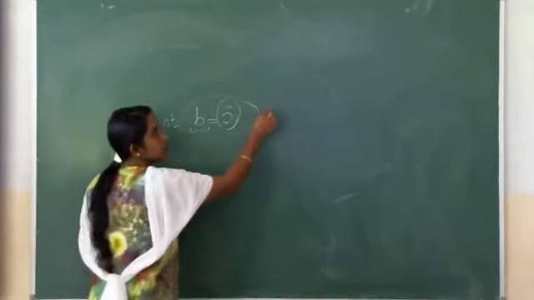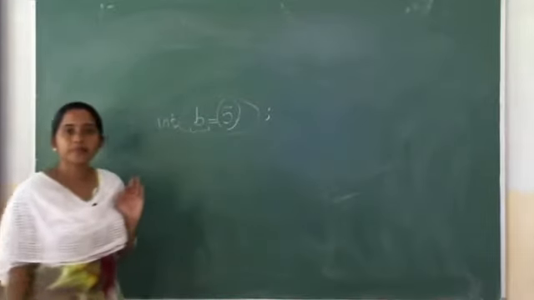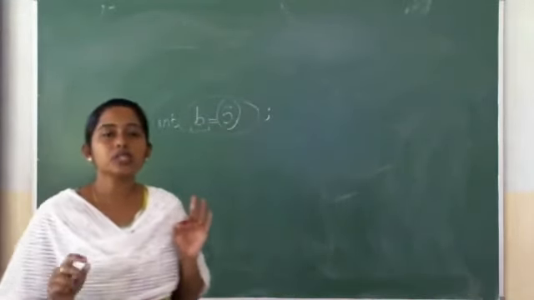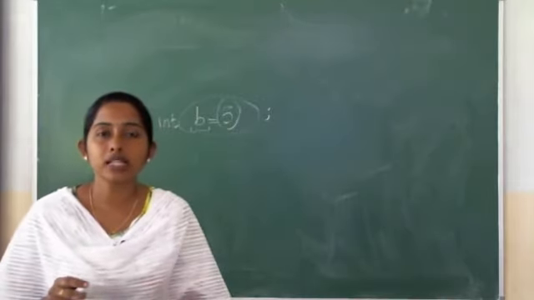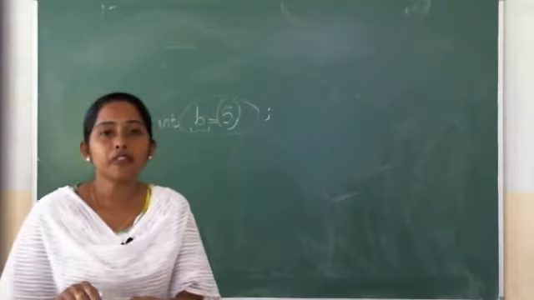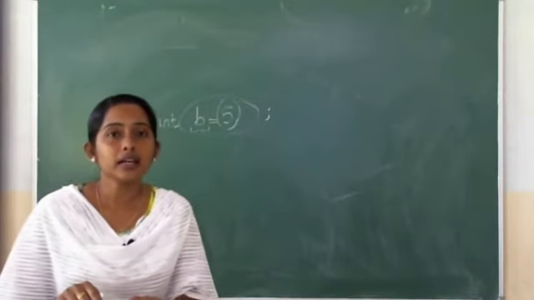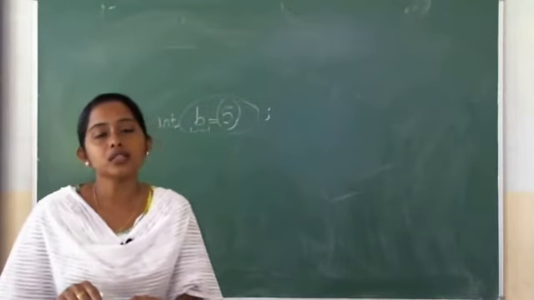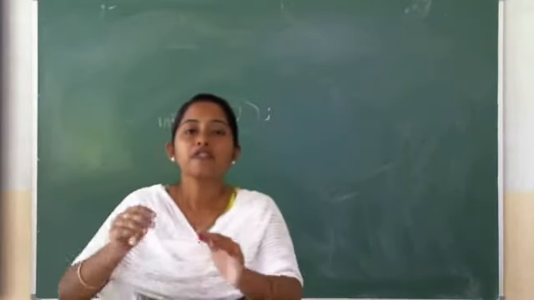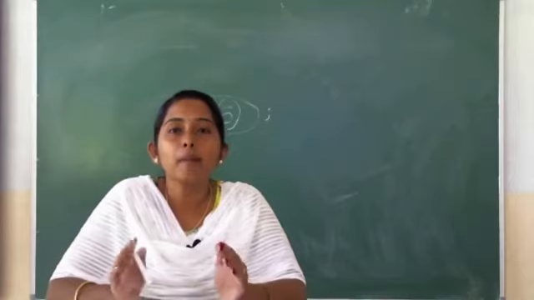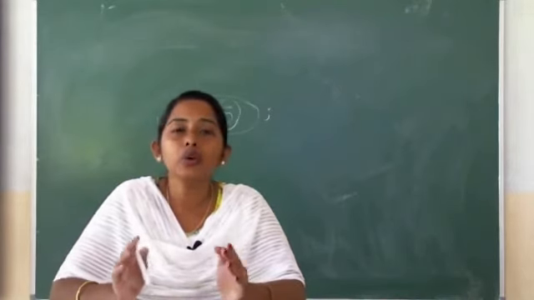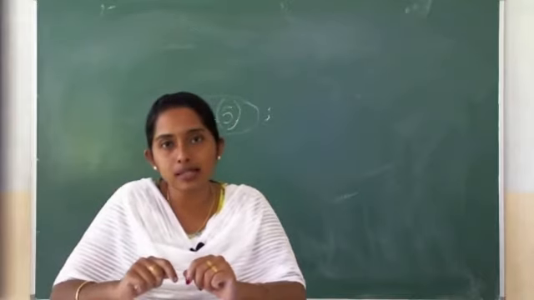It's compulsory, you should put the semicolon. Semicolon means one dot and comma. It is very compulsory to put a semicolon finally, at the end of the statement. So this is the way to declare a variable in a Java program. Declaring a variable means we are allocating memory to store a particular value in a computer system.